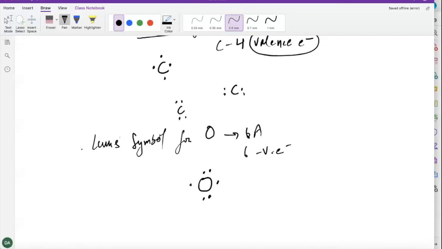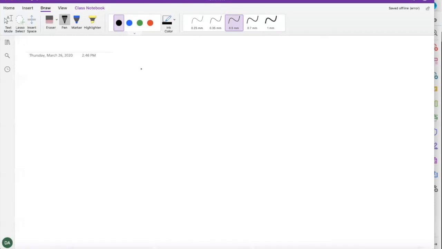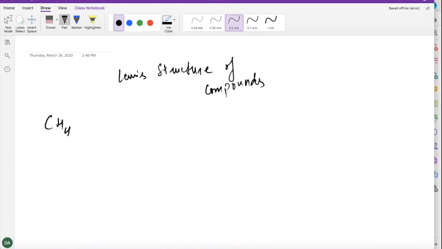Okay. Now, we're going to talk about Lewis structure. When it comes to Lewis structure, we're talking about Lewis structures of compounds now, okay? So we're going to talk about CH4. For CH4, if I ask you to draw the Lewis structure, there are a few things that you need to do, guys. The first is you count the total number of valence electrons.